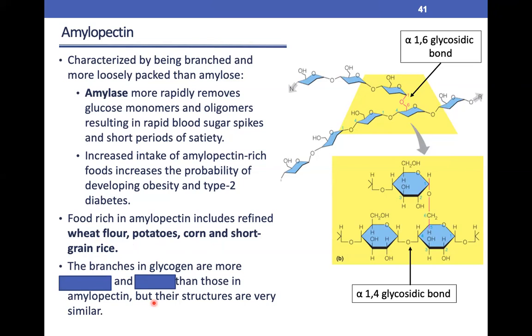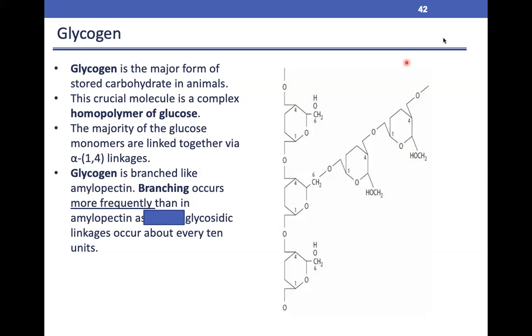Okay, and comparing glycogen to amylopectin, is glycogen higher in number of branches or lower in number of branches or branching points? Glycogen. Higher. Higher. And then are the branches shorter or are they longer? Shorter. Perfect. What is the type of bond that creates a branching point? What do I call that kind of bond? Alpha-1-6. Perfect.